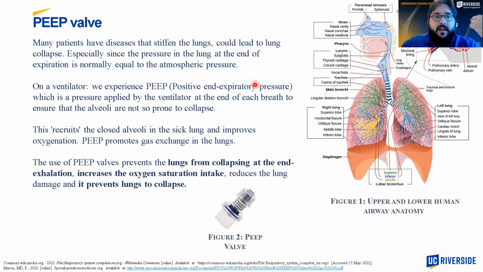But within a machine, if you were to do this, it's not possible because the machine doesn't have a set pressure, so your lung would be at a high risk of collapsing. So this PEEP valve can be used to maintain a positive pressure within your lungs so that your lungs won't collapse when they're weak. And the PEEP valve is revolutionary in that it can maintain a positive pressure, it can also increase the oxygen saturation intake, and it also prevents collapsing.